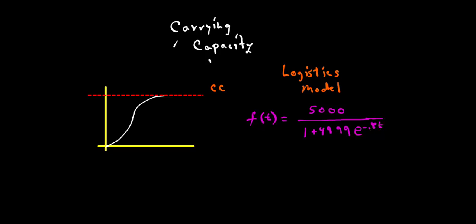And think about how this model looks. As time goes on, notice this 4,999 divided by e to a negative exponent. This term right here goes to 0 as t goes to infinity. So what you end up with as time goes on is that the number of cases approaches 5,000. And this 5,000 right here, that's the carrying capacity. So if you're given a logistics model and you are asked, what is the carrying capacity? You would find it right up here, 5,000.